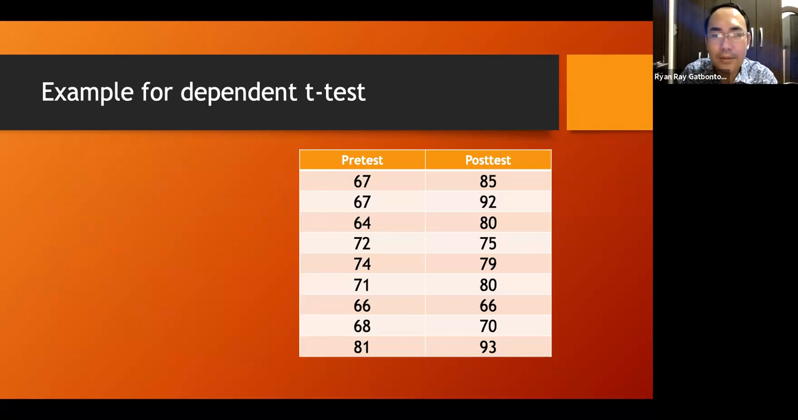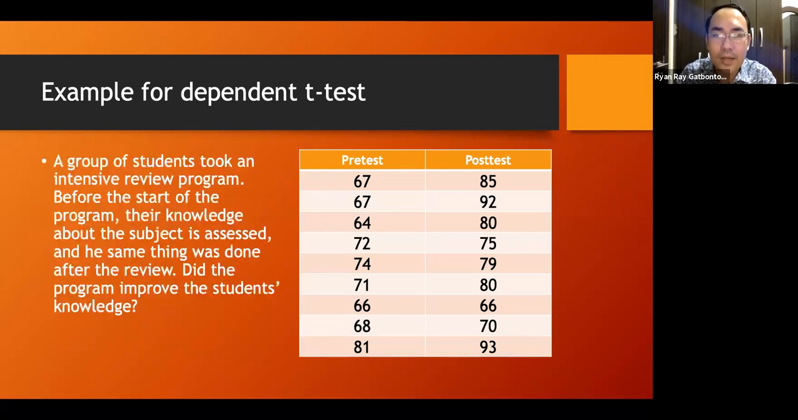Now, how about if we're going to use dependent t-test? Okay, we use dependent t-test if there are two sets of scores that are related to each other. Just like in this example, a group of students took an intensive review program. So before the start of the program, their knowledge about the subject is assessed. And the same thing was done after the review. Did the program improve the students' knowledge?